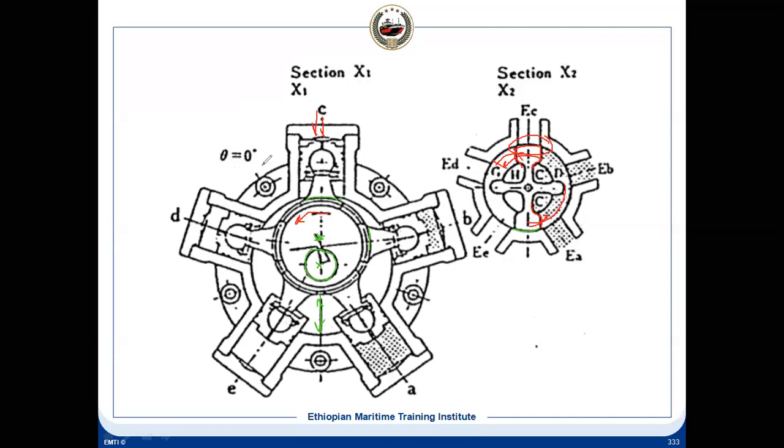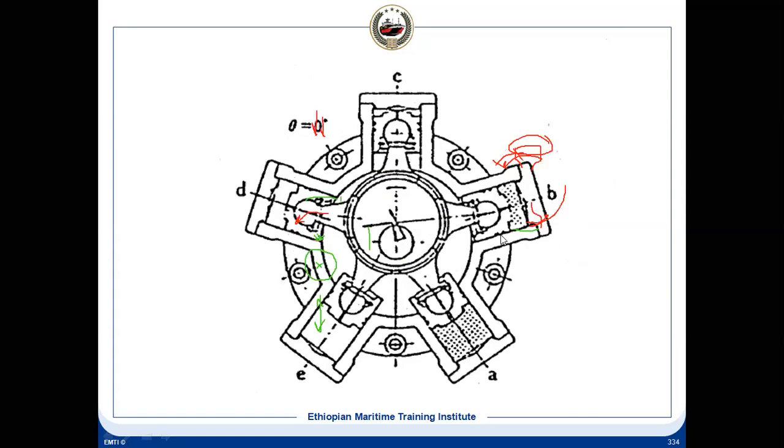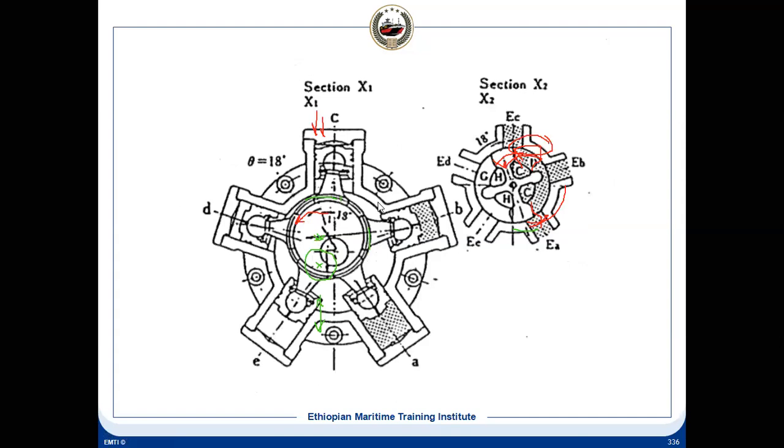It means at 0 degree, this is the position. As it changes position, the angular displacement, what will happen? This is at 0 degree, then it will change at 18 degrees. What will happen? This is designed in such a way that you can see here, it is opened.